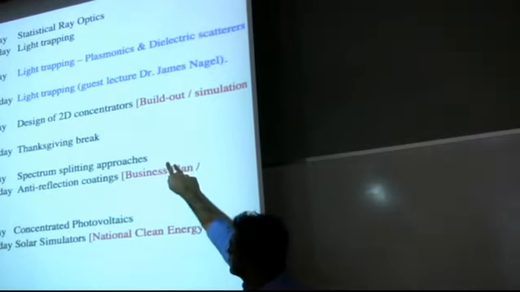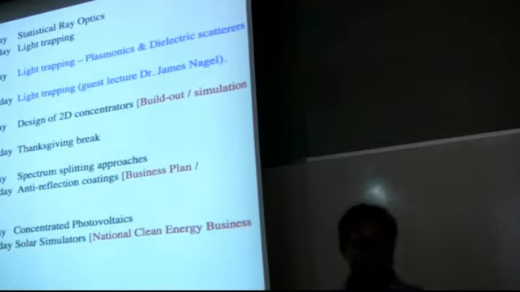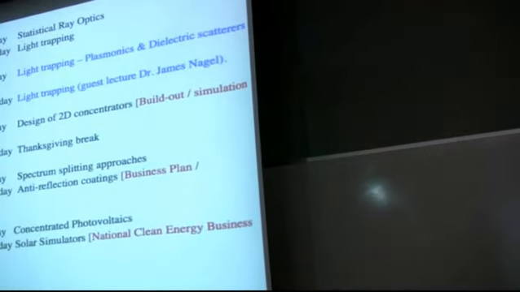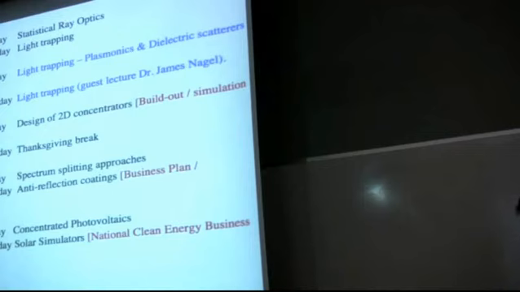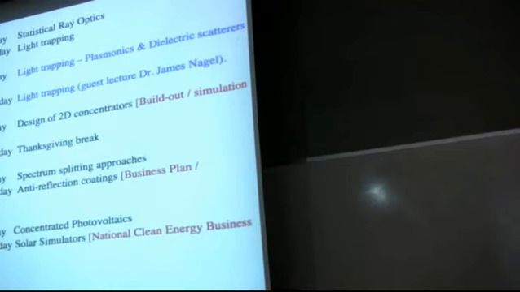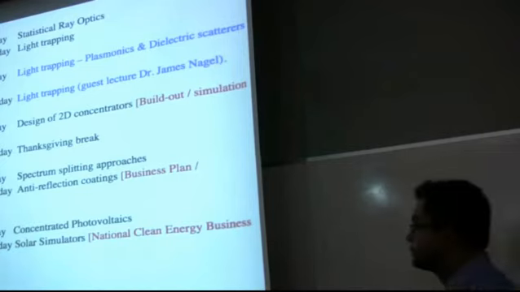Then we'll talk about spectrum splitting approaches, which are again very interesting ideas for increasing the efficiency of sunlight to electricity conversion by using optics. Light from the sun has many bands of spectrum, from the UV all the way to infrared, and all of this cannot be absorbed very easily in a single device. So the idea would be, can we optically separate the bands and absorb them in different devices? It turns out you can get much, much higher efficiency that way.